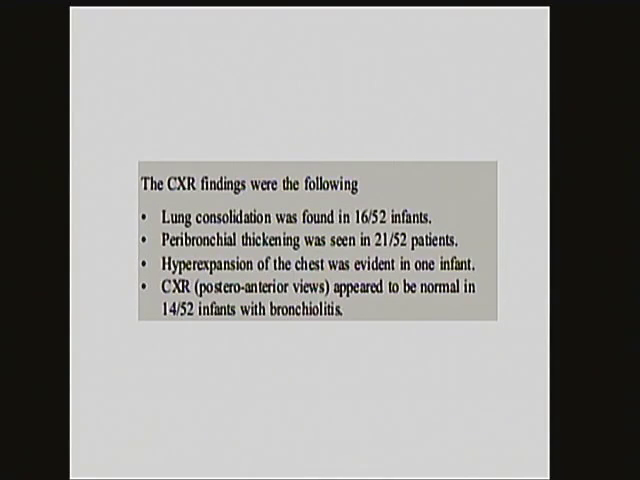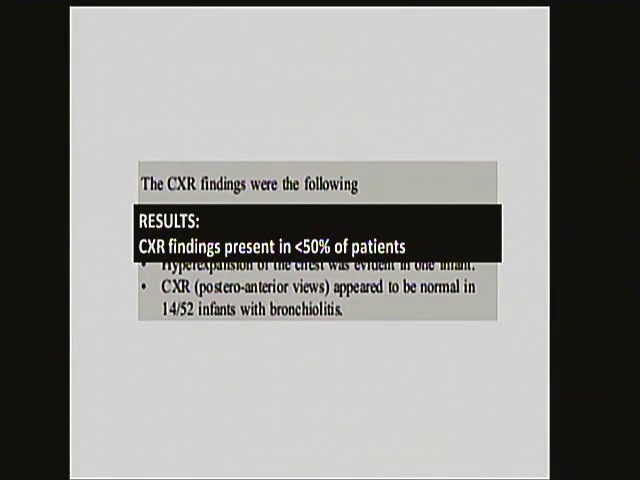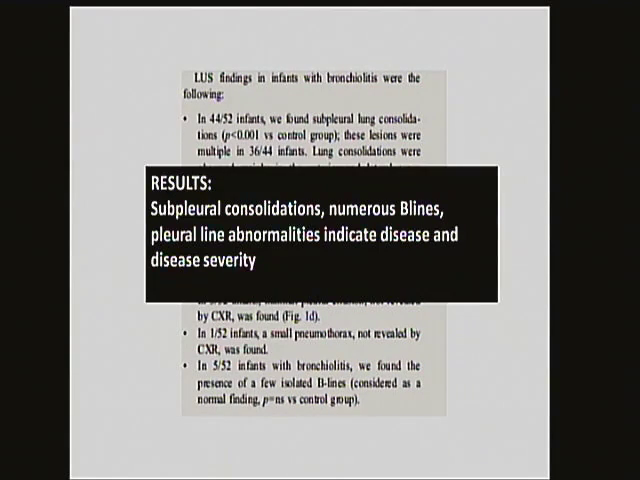So again, basically, chest x-ray in these kids is not very helpful, and that's been well demonstrated, that the findings of a sick bronchiolitic kid are only present in less than 50% of the patients. But the lung abnormalities, so the subpleural consolidations, the B lines, and the pleural line abnormalities were much more likely to predict who needed admission and who was sick.